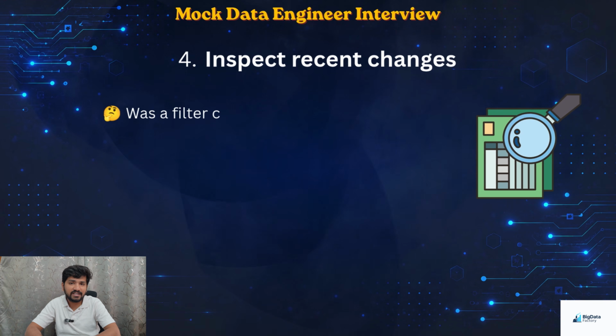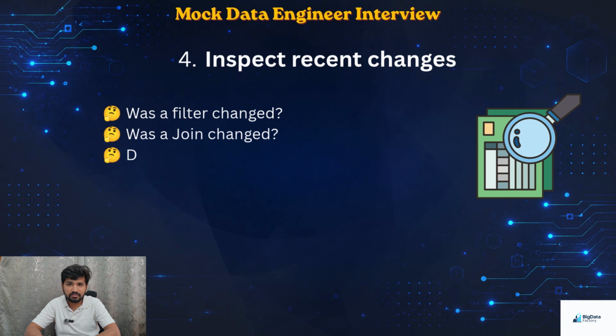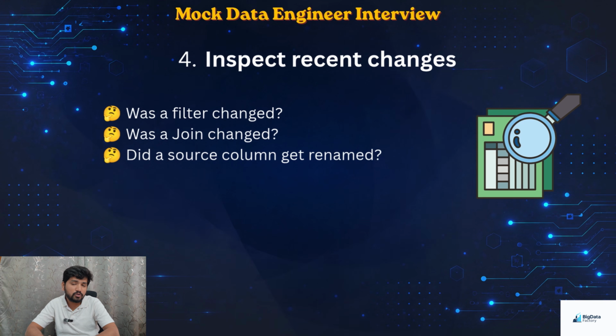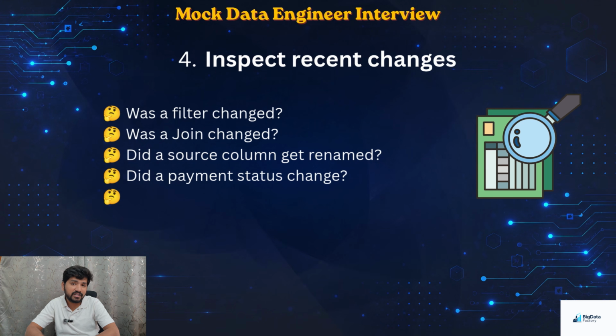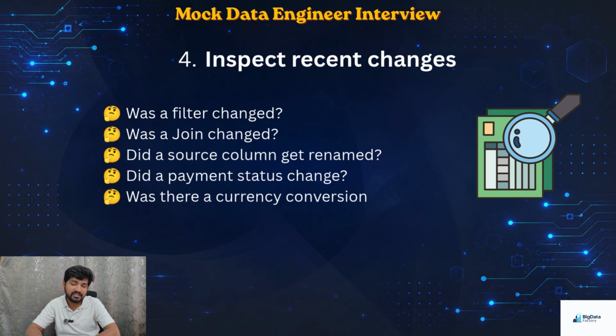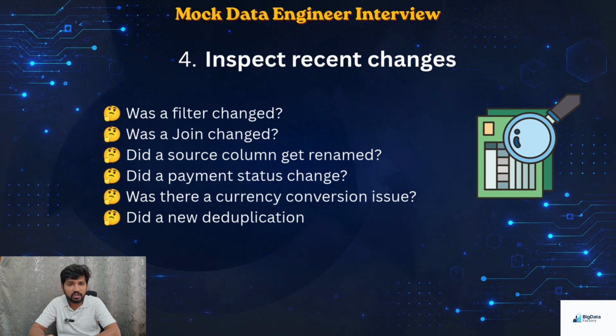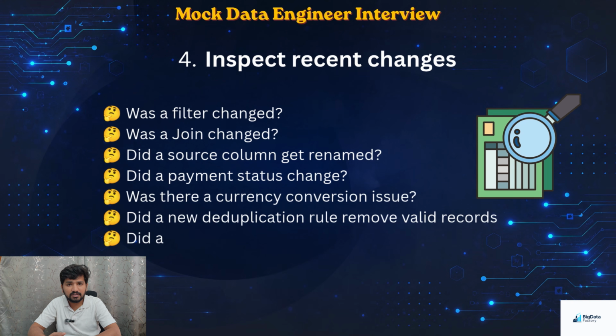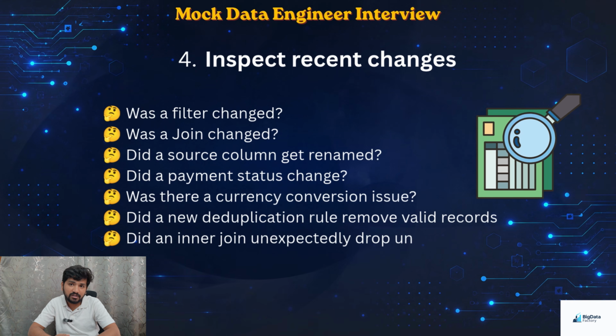Fourth, I would inspect recent changes. Was a filter changed? Or was a join changed? Did a source column get renamed? Did a payment status change? Was there a currency conversion issue? Did a new deduplication rule remove valid records? Or did an inner join unexpectedly drop unmatched records?